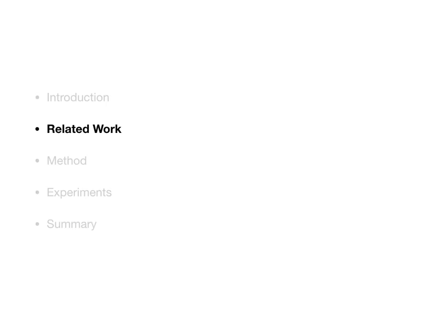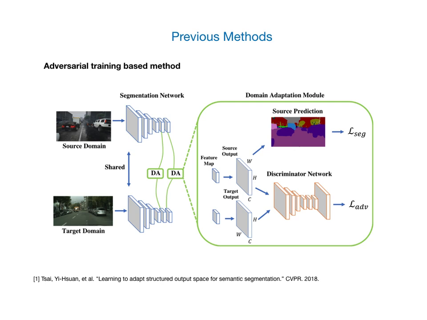Next, I will introduce some representative works to deal with such problem. Most previous methods are based on adversarial training, as shown in this slide. The representative work published on CVPR 2018 proposed a method that uses adversarial training to make the predicted masks indistinguishable across domains. In this way, they try to diminish the domain discrepancy on the whole view.